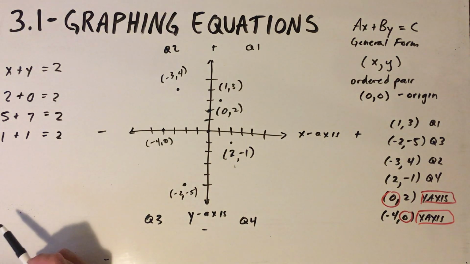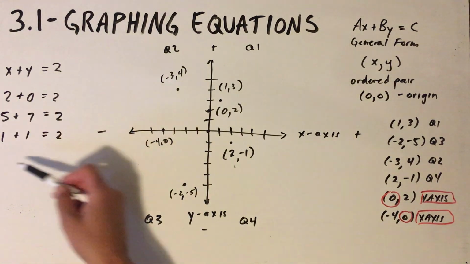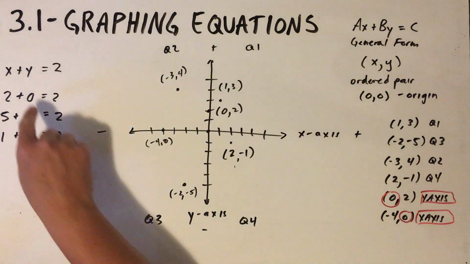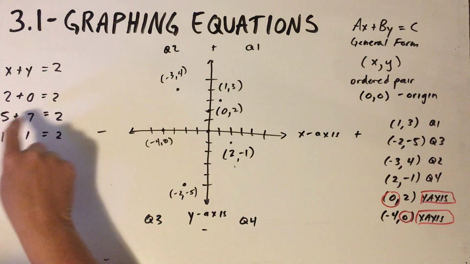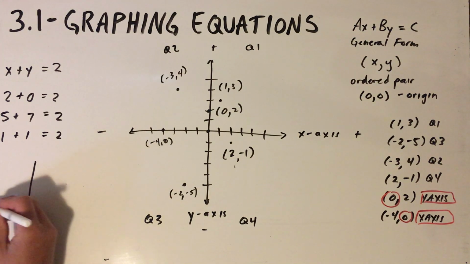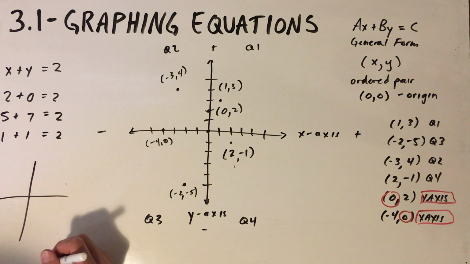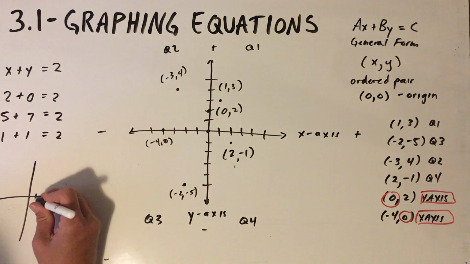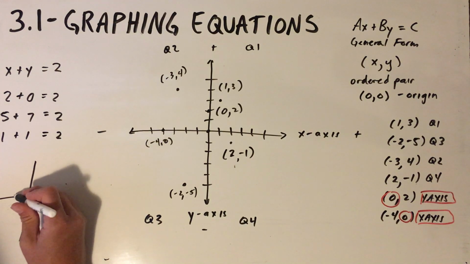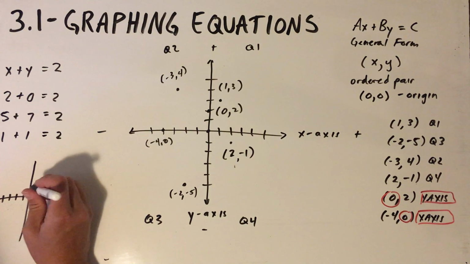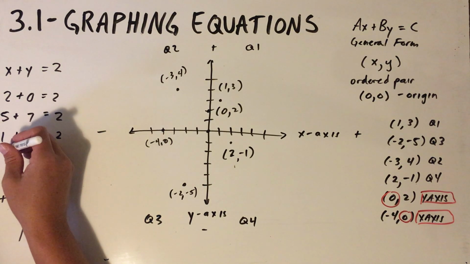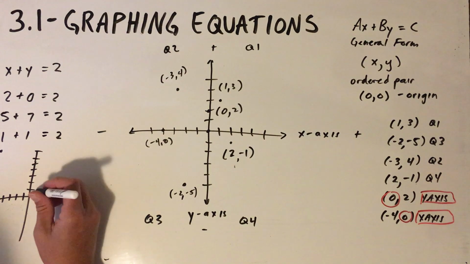Okay, so there will be an infinite number of ordered pairs that can make this statement true, and each of these points are ordered pairs on a graph. So if I were to graph all of these different solutions here, I've got the point (2, 0), I've got the point (-5, 7), that one is all the way up here, and I've got the point (1, 1).